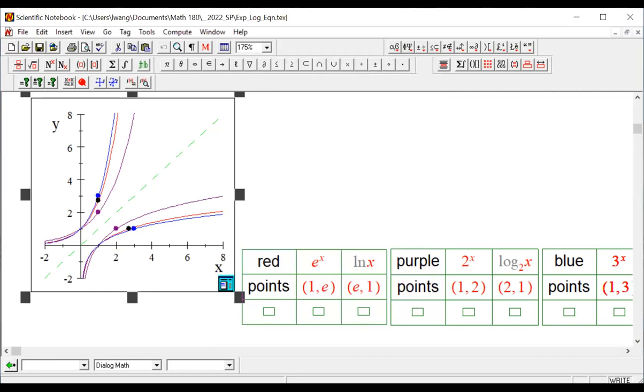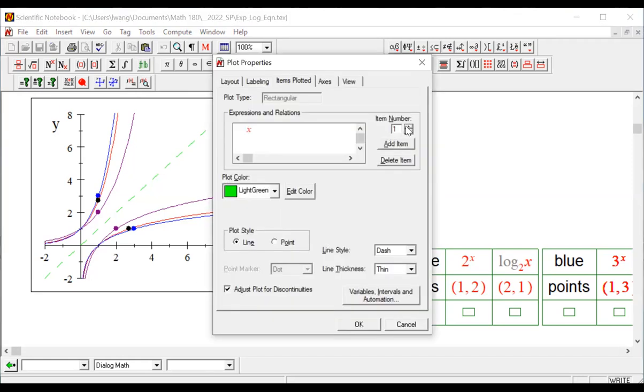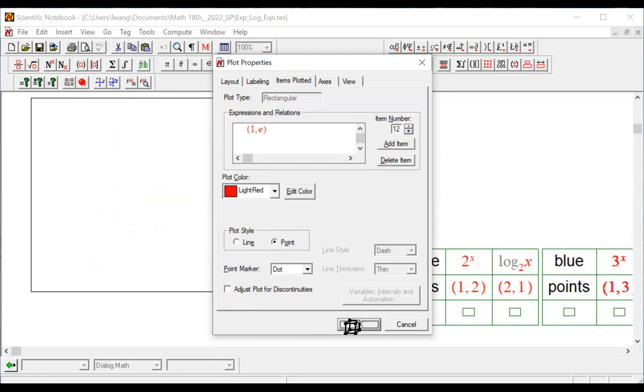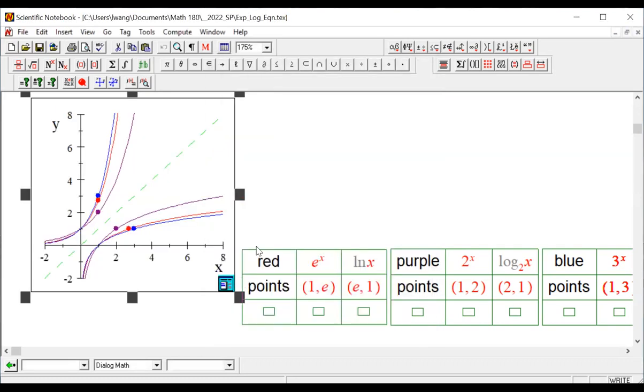So with this observation, of course, I'm going to change the color on the red curve to red. It's just a way to organize. So now we can mark these safely.